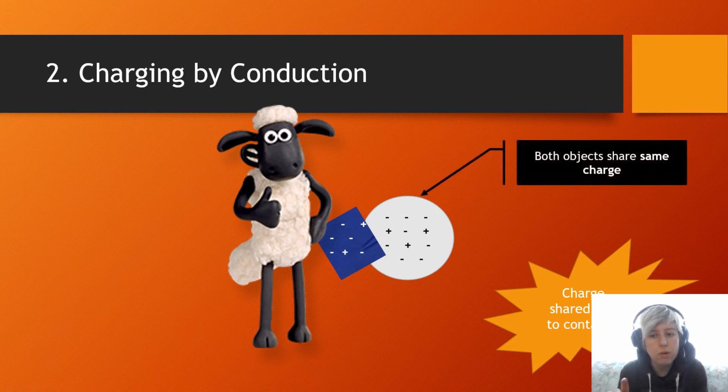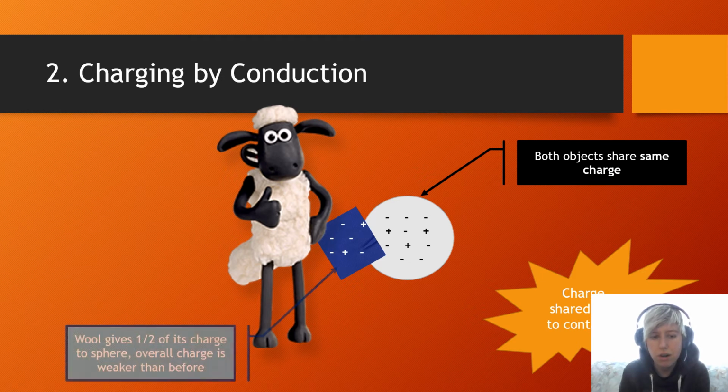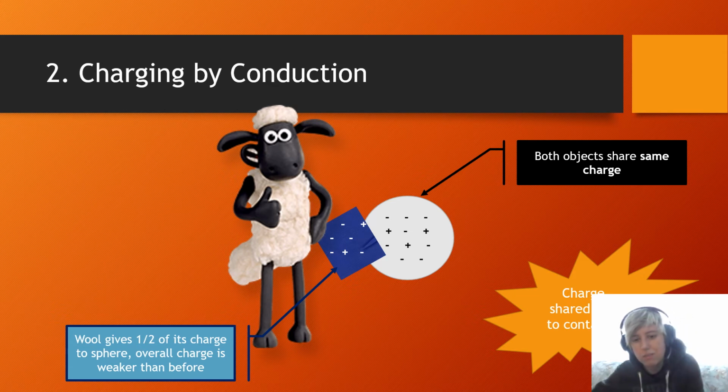But what's really important to remember is that now both share the same charge, in the sense that both are now negatively charged. So if I look at my wool, I still have my 2 protons, because remember, my protons never move. And I have 1, 2, 3, 4, 5 electrons here. So my wool is still negatively charged, but it's actually weaker than what it started with. Why? Because it shared some of its electrons with the neutral object.